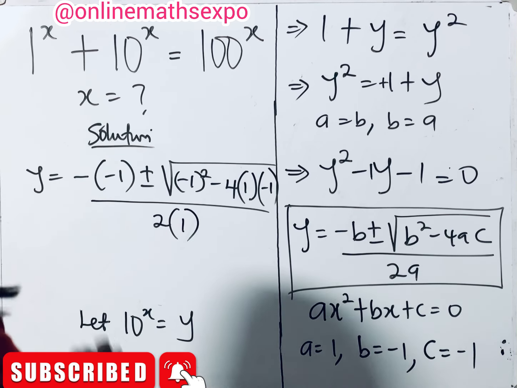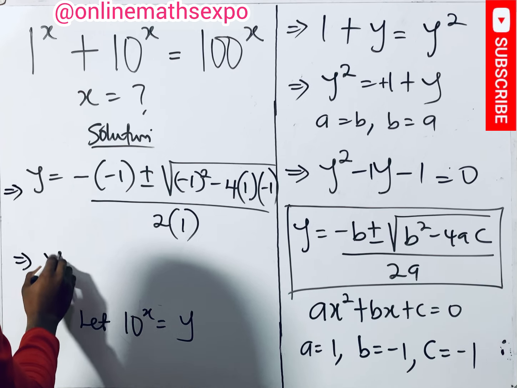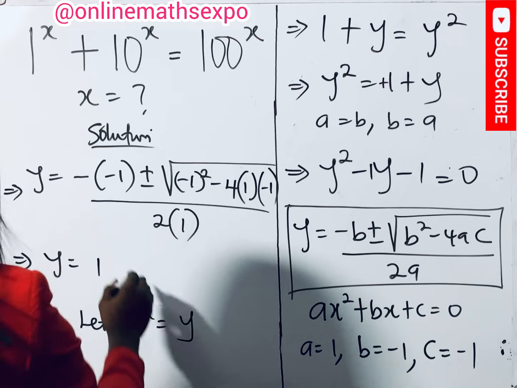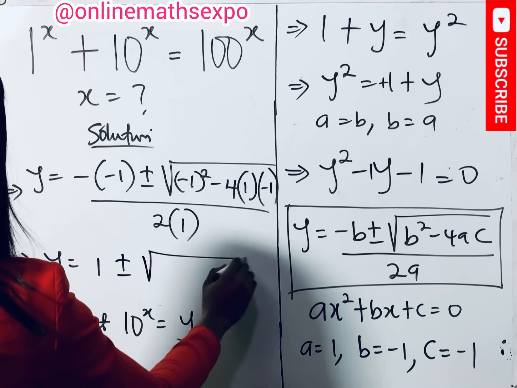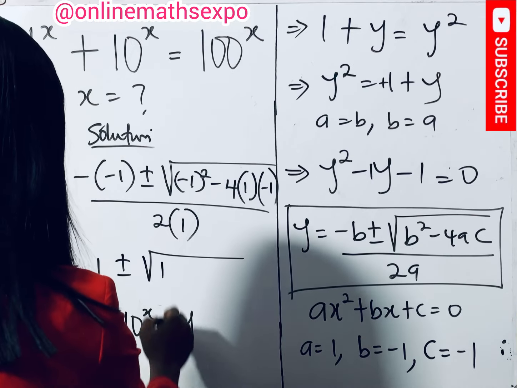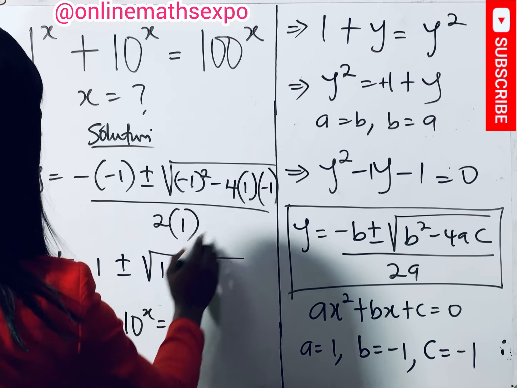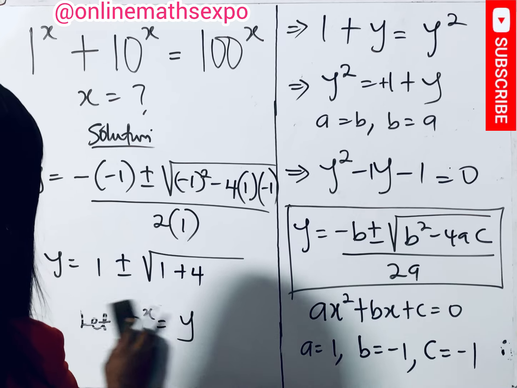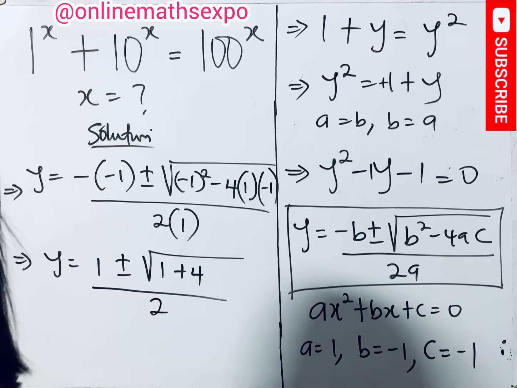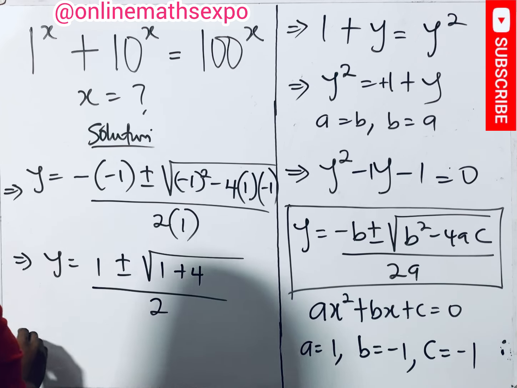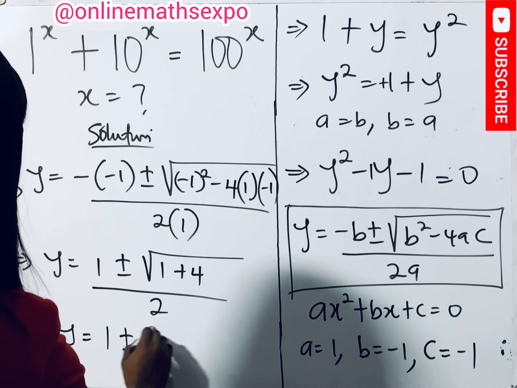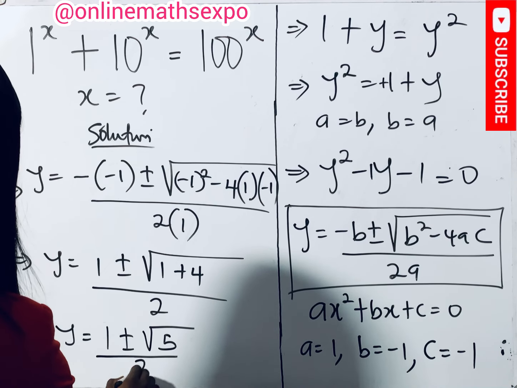So let's simplify. This is going to give us y is equal to negative multiplied by negative is positive. So we have 1 plus or minus square root of -1 squared, which is -1 multiplied 2 times, and that will give us +1. Then multiply this, it gives us +4. Okay, all divided by, so we multiply this, it gives you 2. Now what do we do again? This is going to give us y is equal to 1 plus or minus, add this, it gives us 5, then divided by 2.